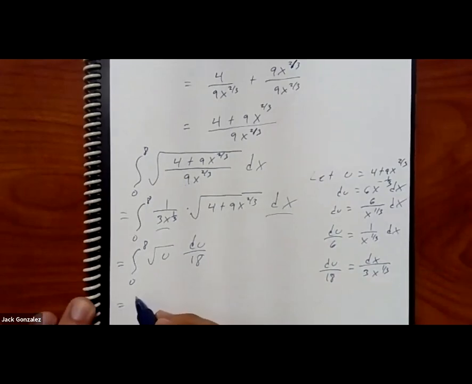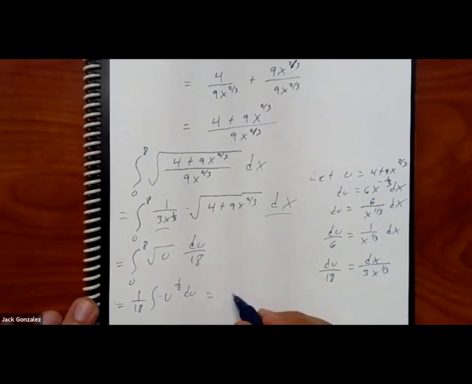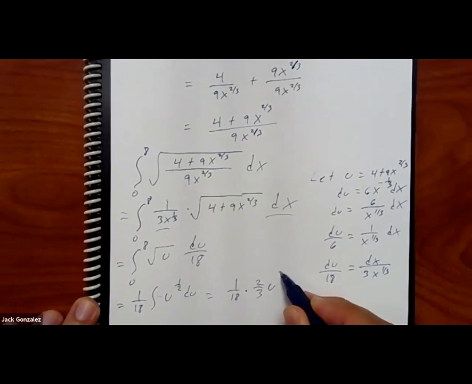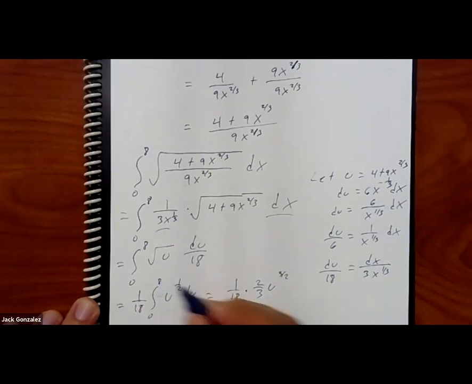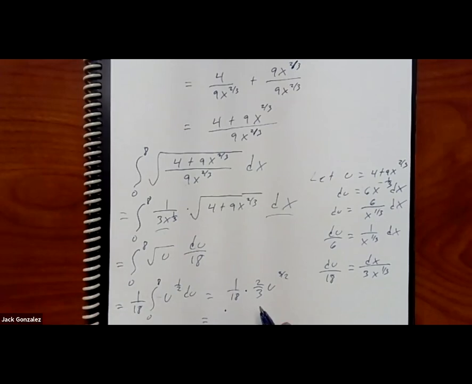So this will be 1 over 18 u to the 1/2 du. So that'll be 1/18, and 1/2 plus 1 will be 3/2. Divide by 3/2, that's 2/3, u to the 3/2. Change it back to x. That will be, these cancel to 9. 9 times 3 is 27, right?